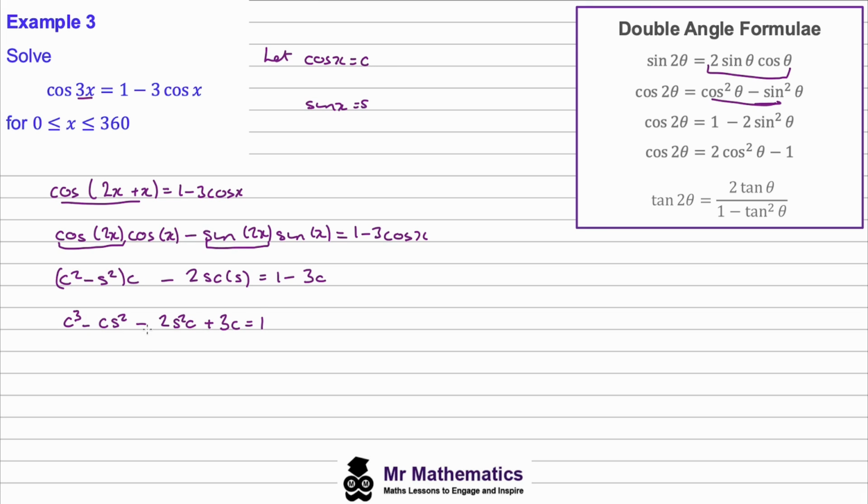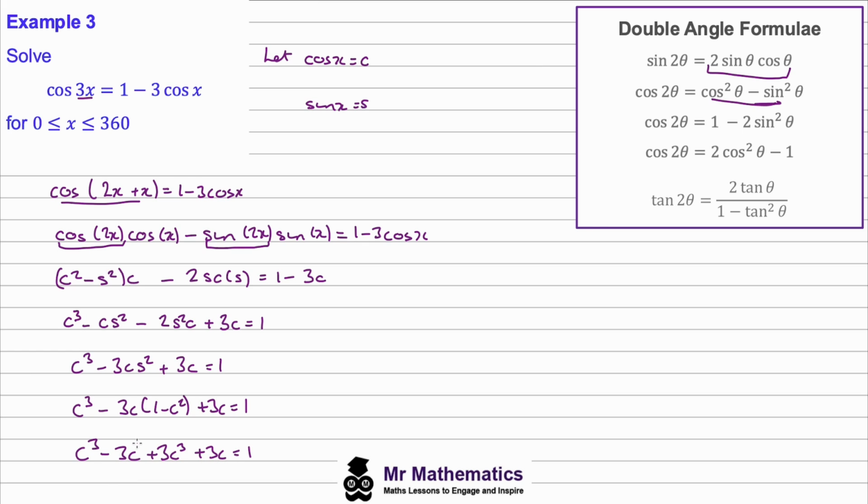We can collect these like terms, so we've got cos cubed minus 3 cos sine squared plus 3 cos will equal 1. And then with this sine squared, we can replace that with 1 minus c squared. So c cubed minus 3c times 1 minus c squared, plus 3c will equal 1. And then we'll expand out this bracket, because now we've got an equation just involving cos. So cos cubed minus 3c plus 3c cubed, and that will equal 1.